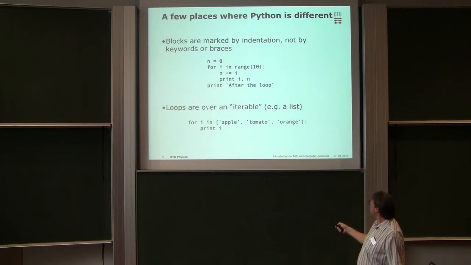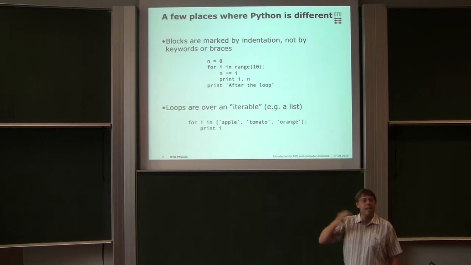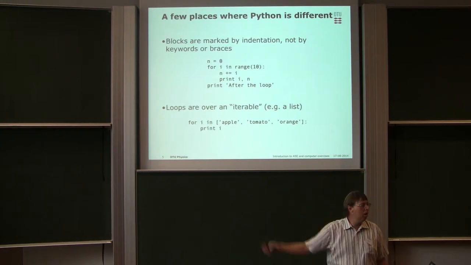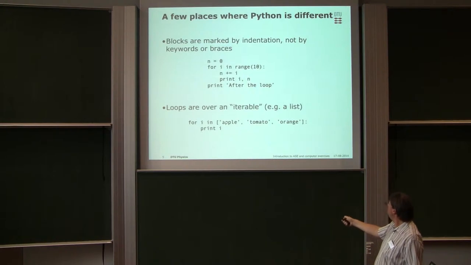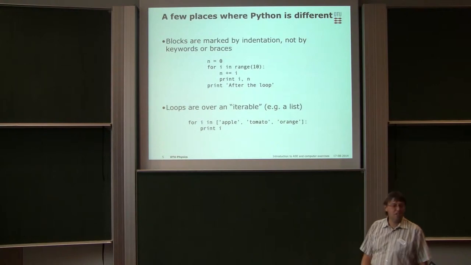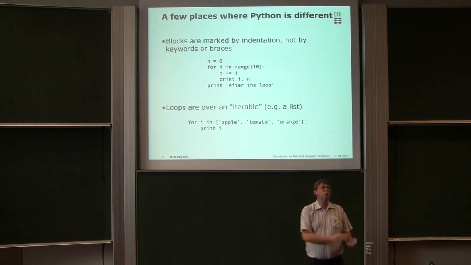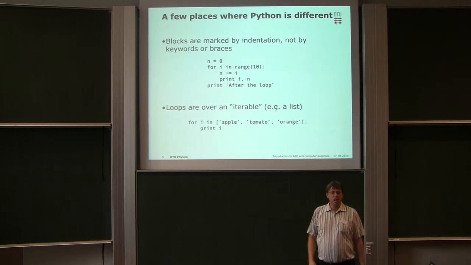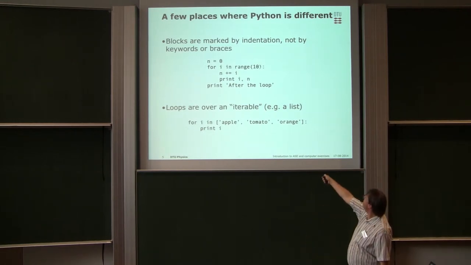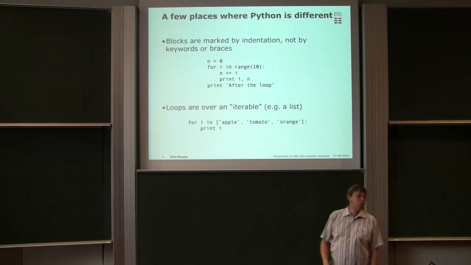Another thing that's different is that loops are over something that you can iterate over. That could be a list. So here you loop over the words apple, potato, tomato, and orange. So you're not limited to looping over numbers in a sequence. If you do want to loop over numbers in a sequence, then there's of course something for creating a sequence for it.